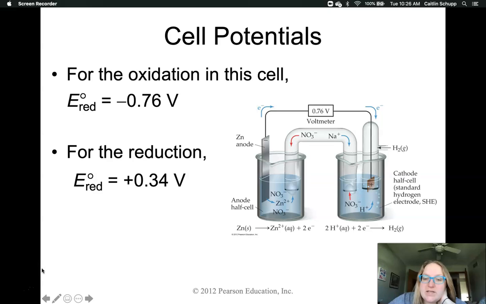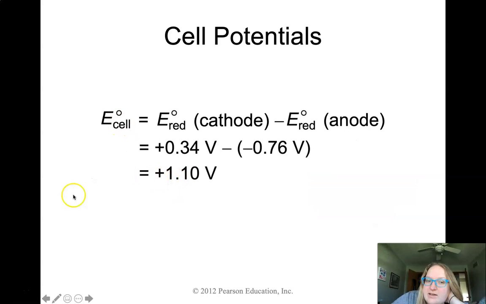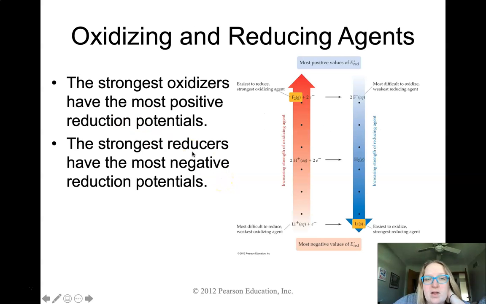All right, so here we have a cell that has the zinc and the hydrogen electrode, and for one side of the reaction, we're told that the oxidation in the cell was negative 0.76 volts, and that for the reduction, it's positive 0.34 volts. In order to calculate the potential of the cell, then we're going to take the cathode value, which was the 0.34, and we're going to subtract the anode value, which is a negative 0.76, and we're going to get a positive 1.10 volts. So that's just how we do the potential of the cell.